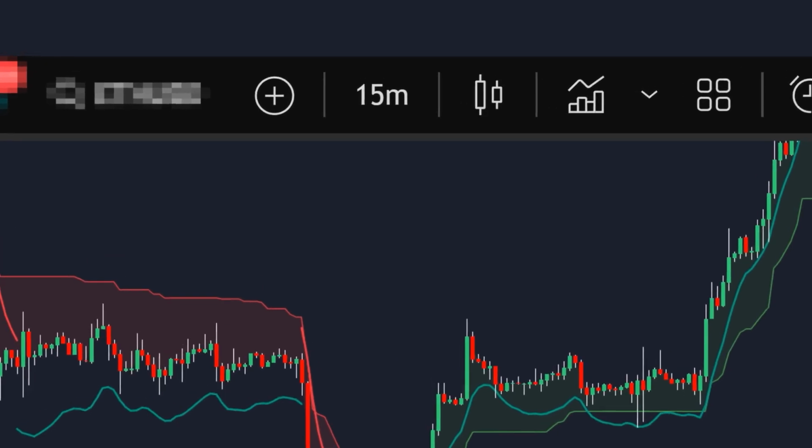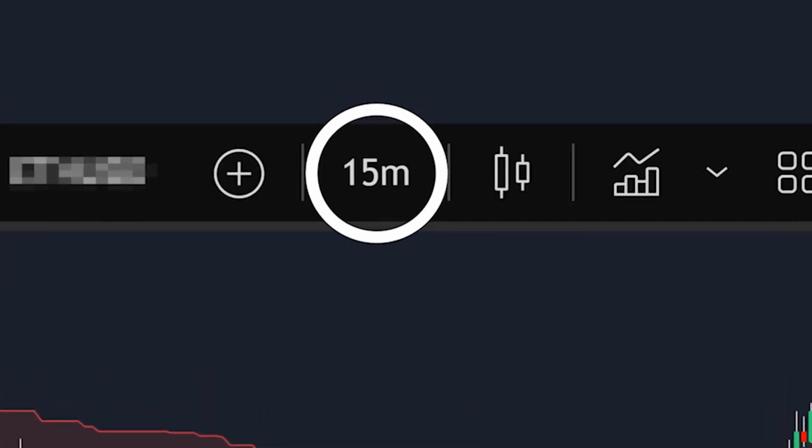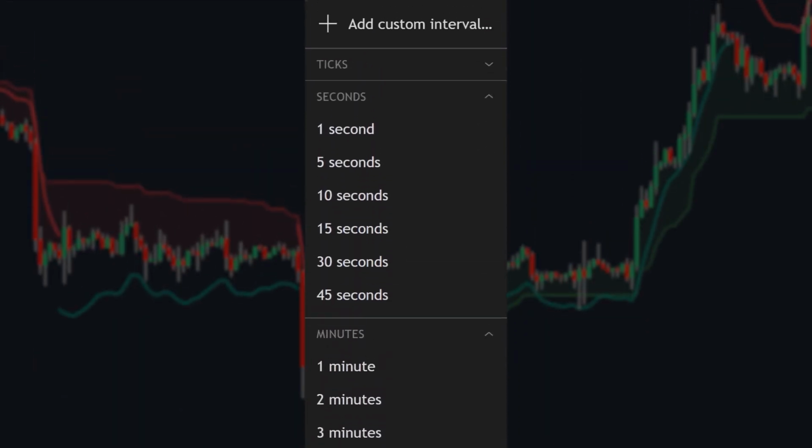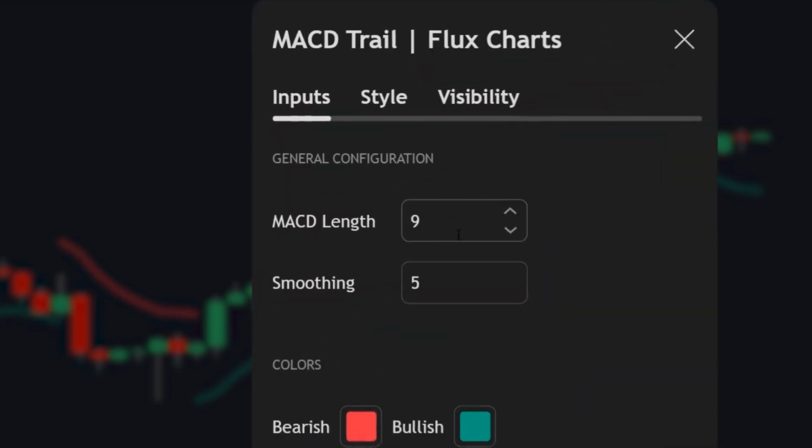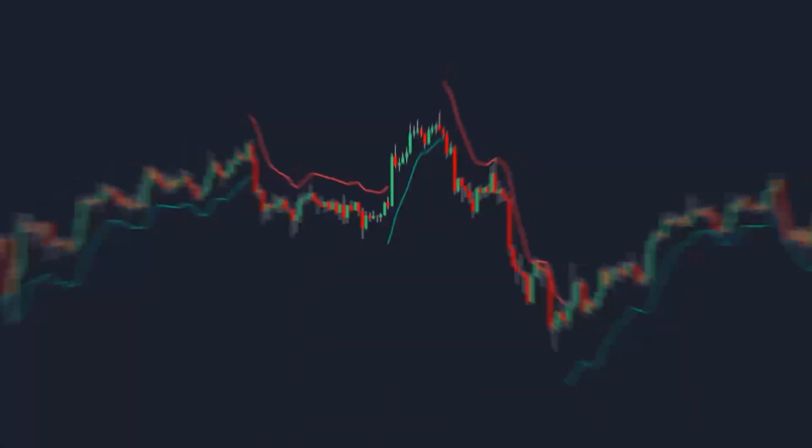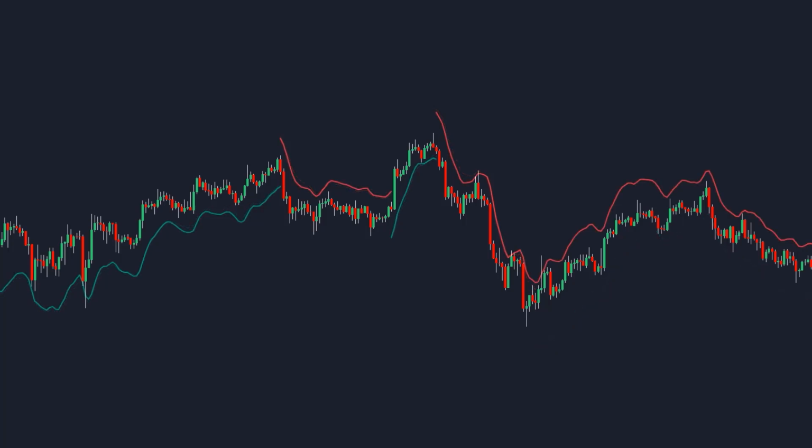Also, a quick note on the settings. We're on the 15-minute time frame, but this strategy works on all time frames. Go to the MACD trail settings and set your MACD length to 5. This length makes the trail more responsive to price movements early without getting faked out. Now, let's get into the trade setups. We'll start with a long trade.